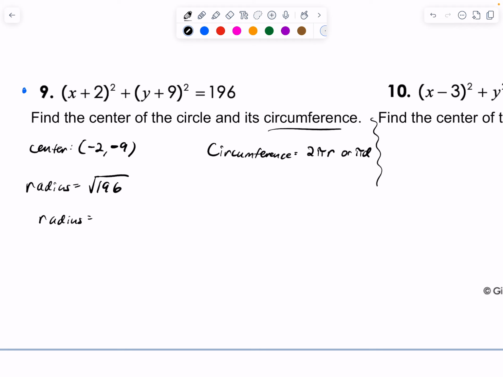And the square root of 196 is 14. That is a perfect square. So to find the circumference, I'm going to do 2 times pi times the radius of 14. So that is going to be equal to 28 pi. All right? So that is how we find the circumference.